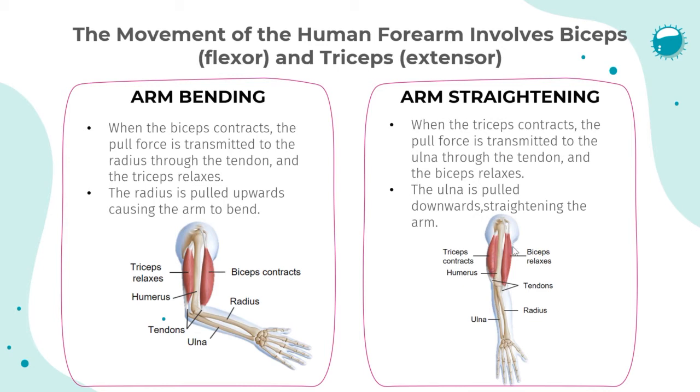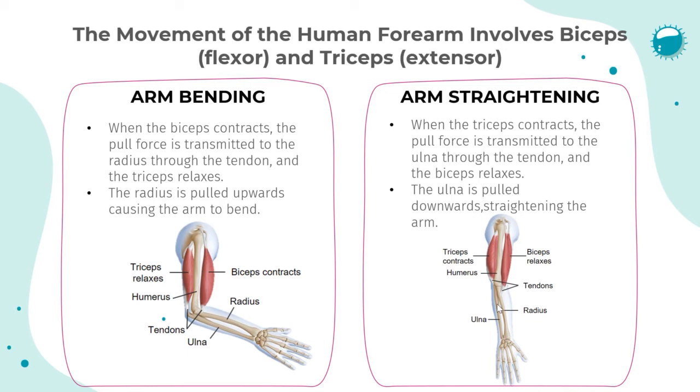At the same time, the bicep will relax, because the tricep contracts. And then what happened? The ulna is pulled downwards, and this straightens the arm.